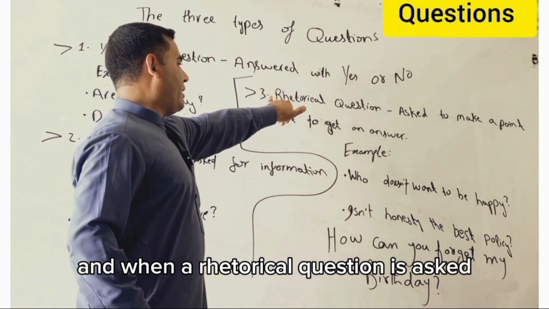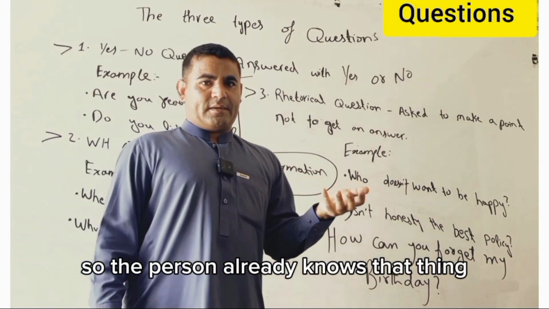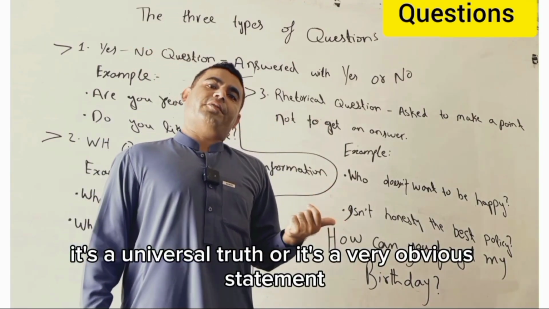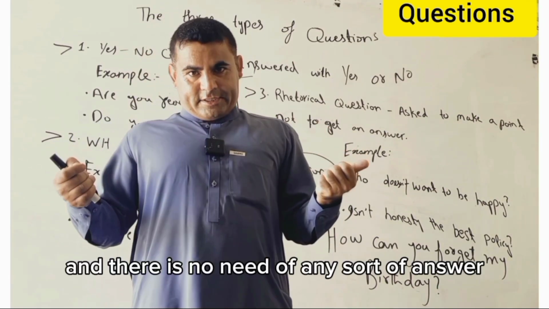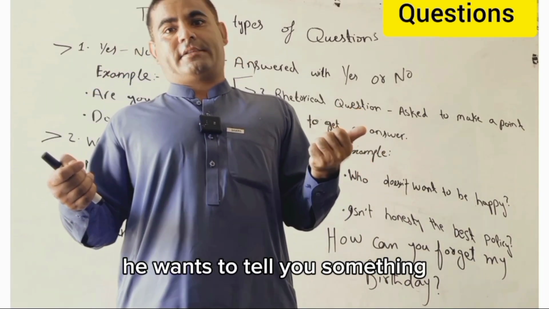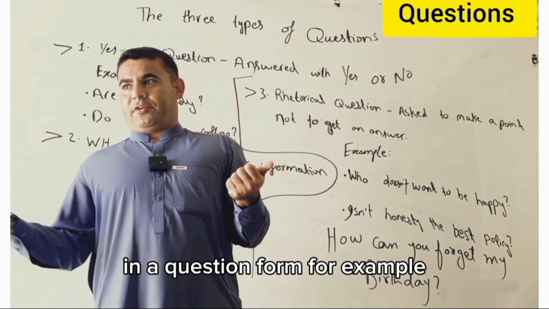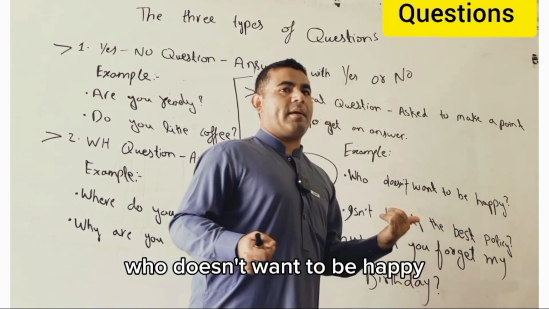And when a rhetorical question is asked, so the person already knows that thing. It's a universal truth, or it's a very obvious statement, and there is no need of any sort of answer. The person just wants to make a point. He wants to tell you something in a question form. For example, we say, who doesn't want to be happy?